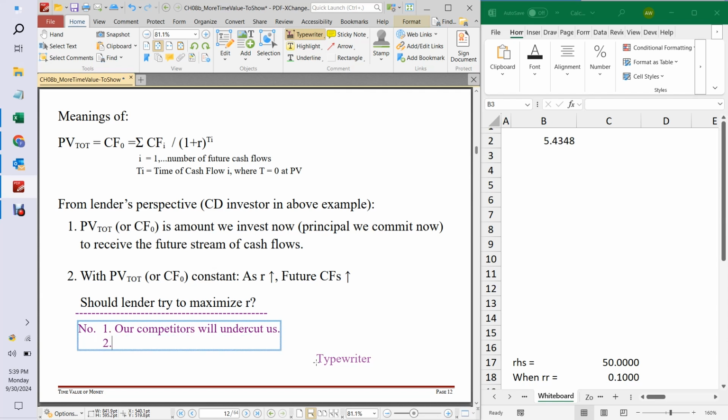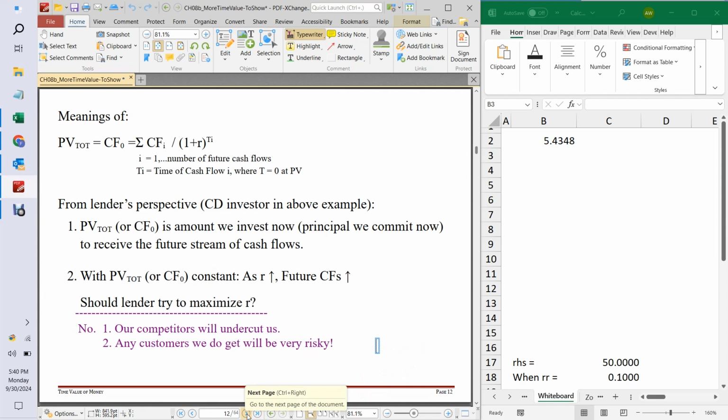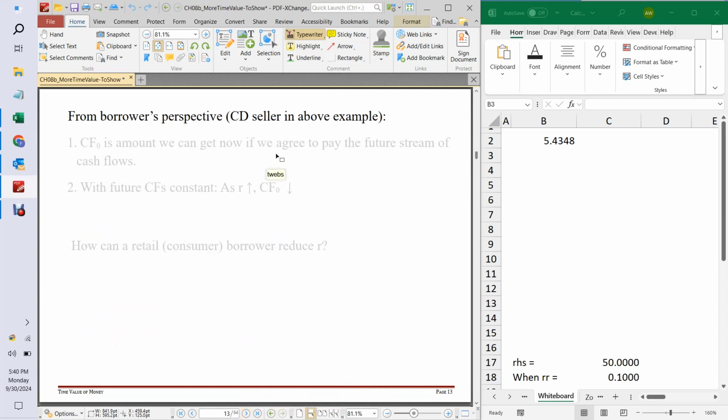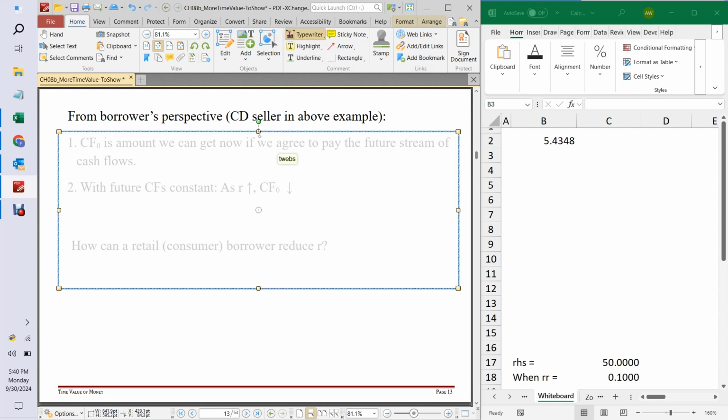And our second reason here is that any customers we do get will be very risky. So if we have a customer who has previously gone bankrupt 3 times before, our competitors are probably going to say, we don't want to do business with you, and they'll come to us even though we have very high interest rates because no one else will do business with them. So for both of those reasons, it's not necessarily great to try and maximize our interest rate. Now let's look from a borrower's perspective. So this would be, using our above example, the CD purveyor.